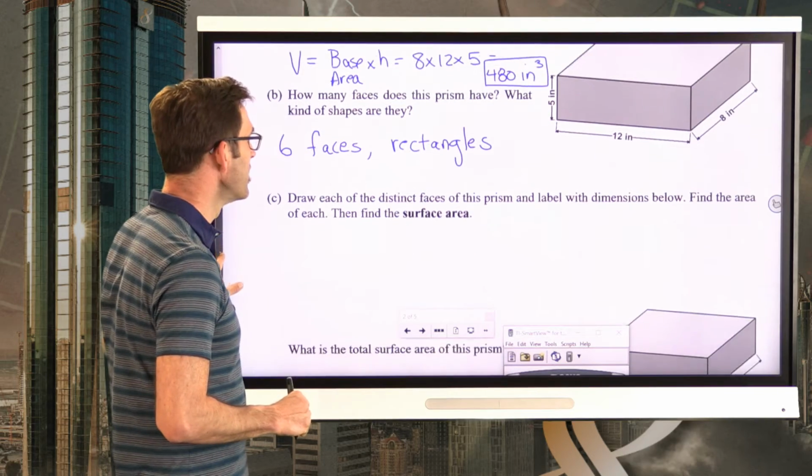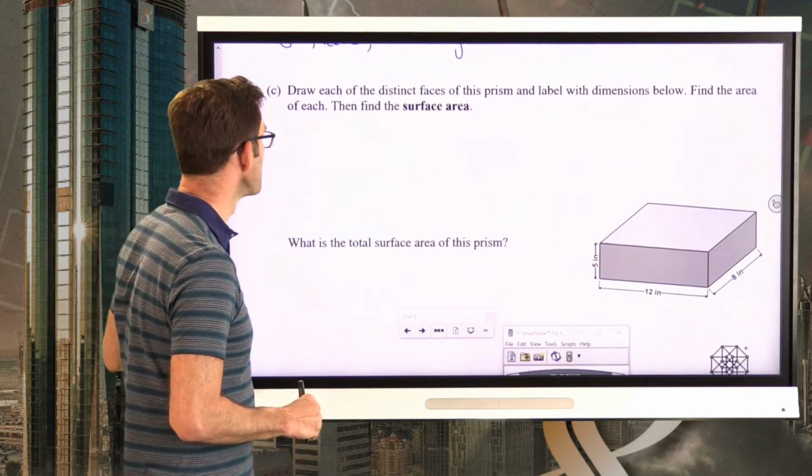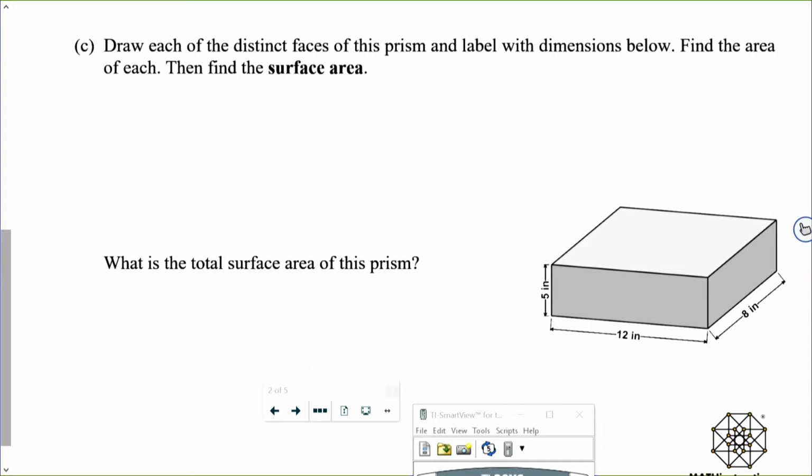So let's take a look at letter C. Draw each of the distinct faces of this prism and label with the dimensions below. Find the area of each, then find the surface area.